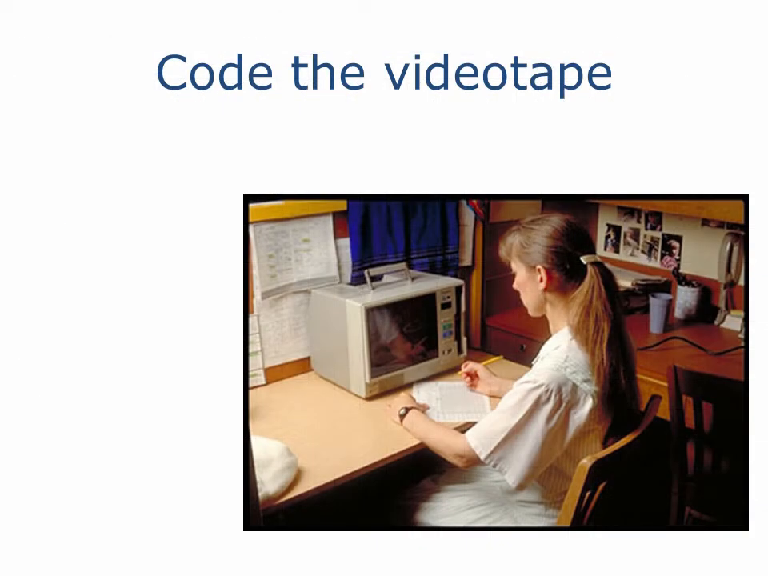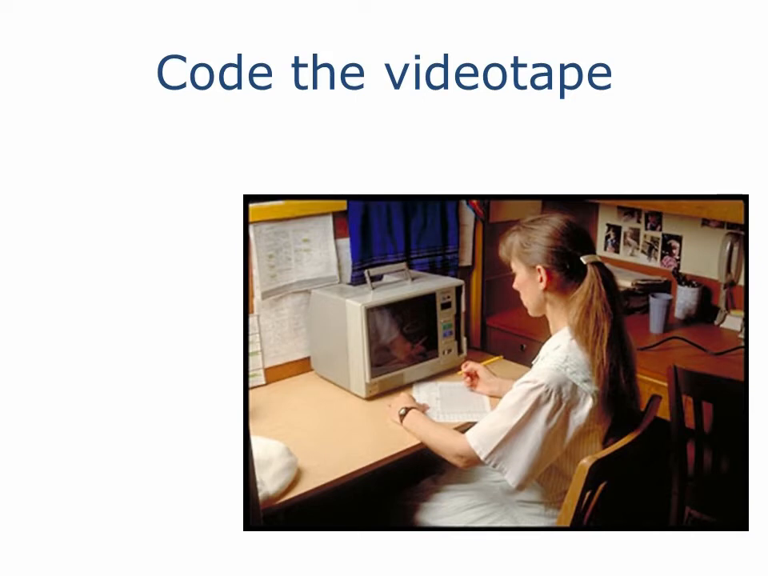Now watch the tape a second time and code it. You'll be recording whether any of the behaviors you have listed across the top of the form occur during the presentation or withdrawal of the stimuli that you listed down the left side. Stop the tape whenever you notice the child reacting in some way to a stimulus.